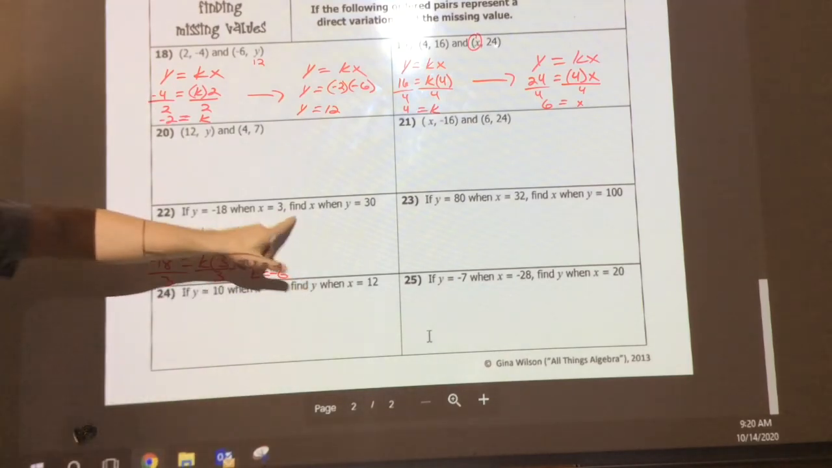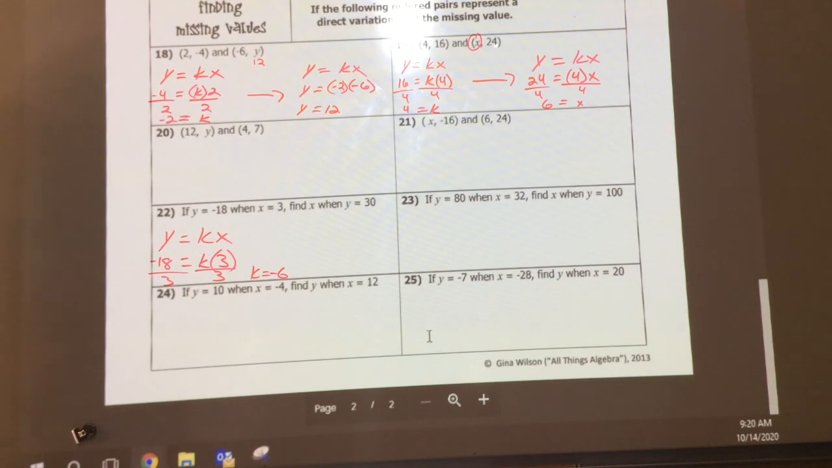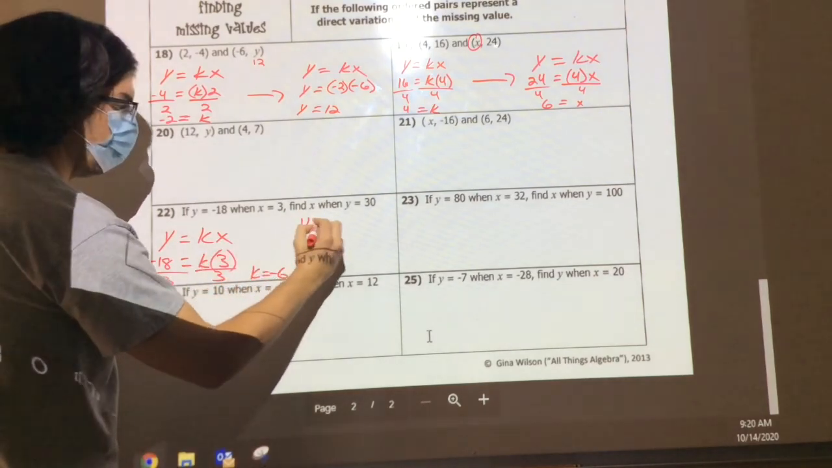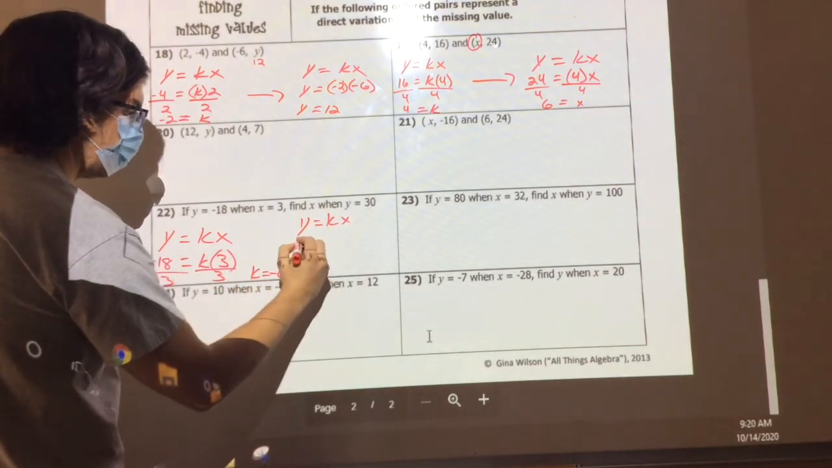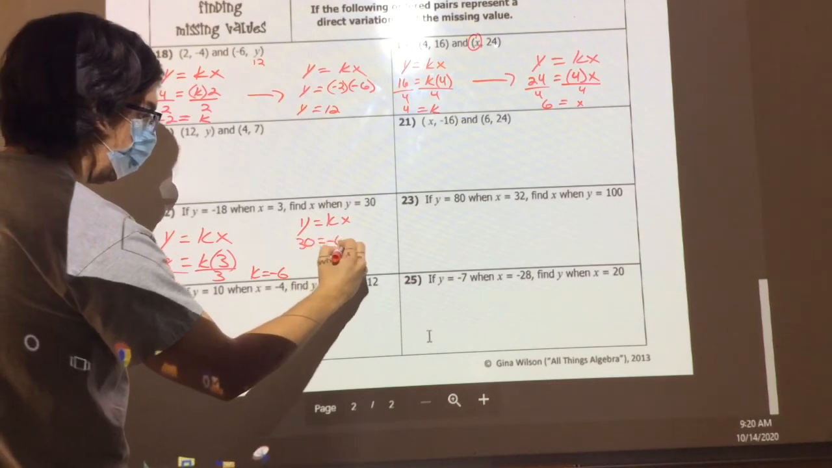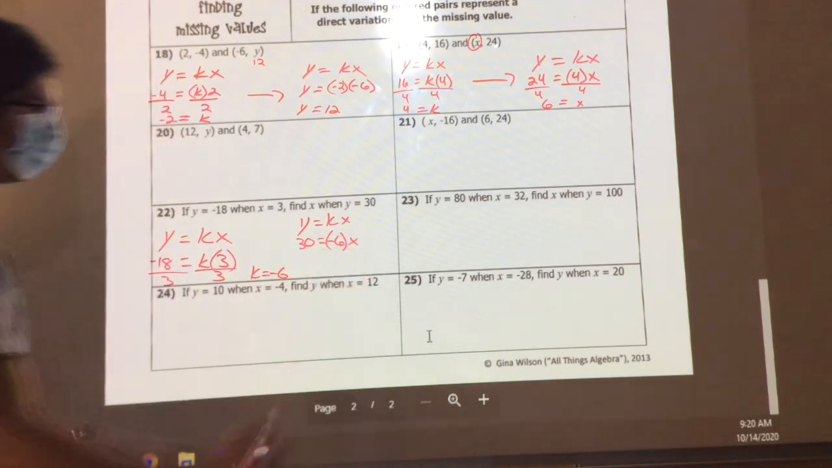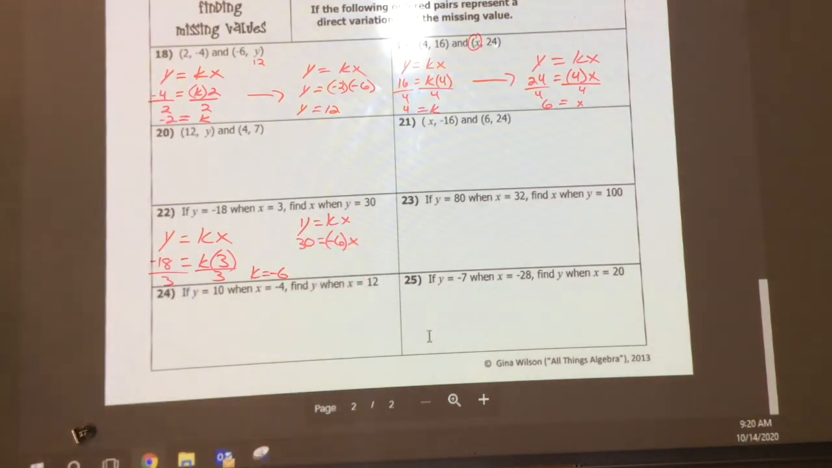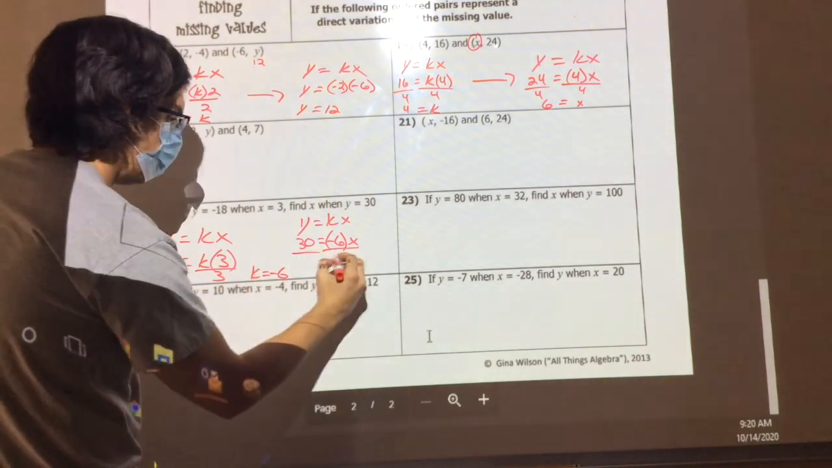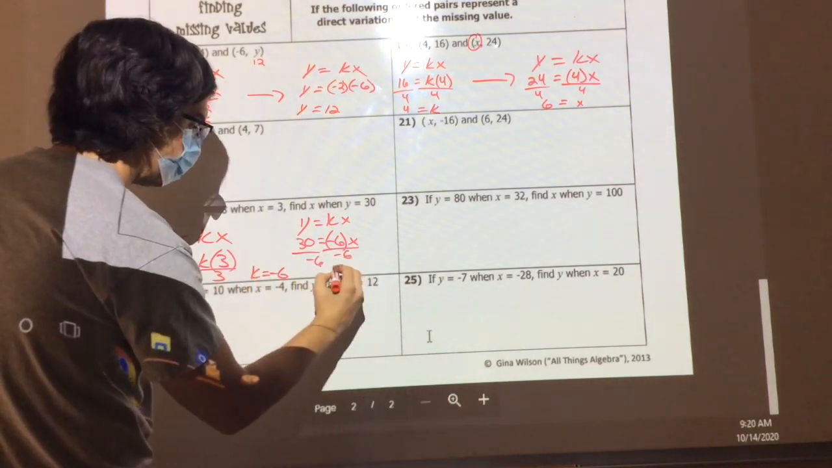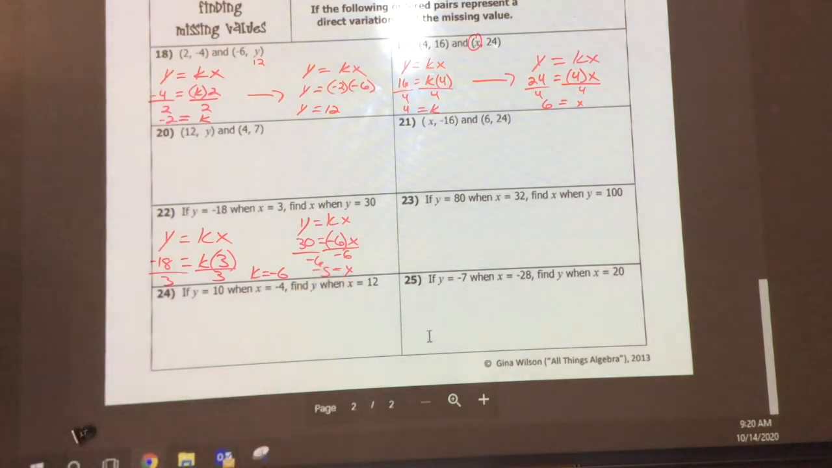Now it says, find x when y equals 30. Well, it's the same thing. Y equals k times x. 30 equals negative 6 times x. How do I solve for x? X equals a negative 5.